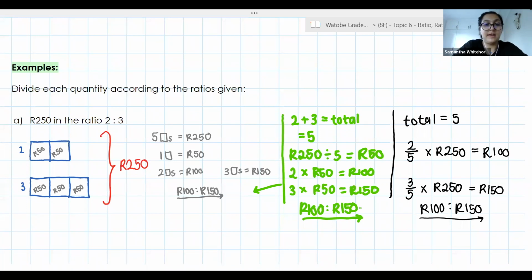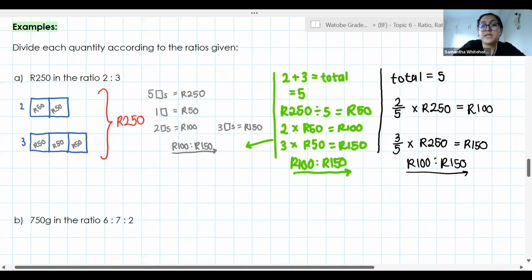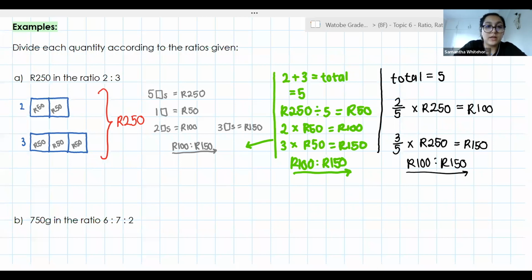Okay, so I'm going to leave that there. And I want you to try question B. You've got 3 different ways that you can do this. Pick the one that you think makes most sense to you and try question B. Let's see if we've got enough time. We should have, but we'll see how we go. If we don't finish, then we'll have a look at this, obviously, on Wednesday. So question B is 750 grams into the ratio 6 is to 7 is to 2.